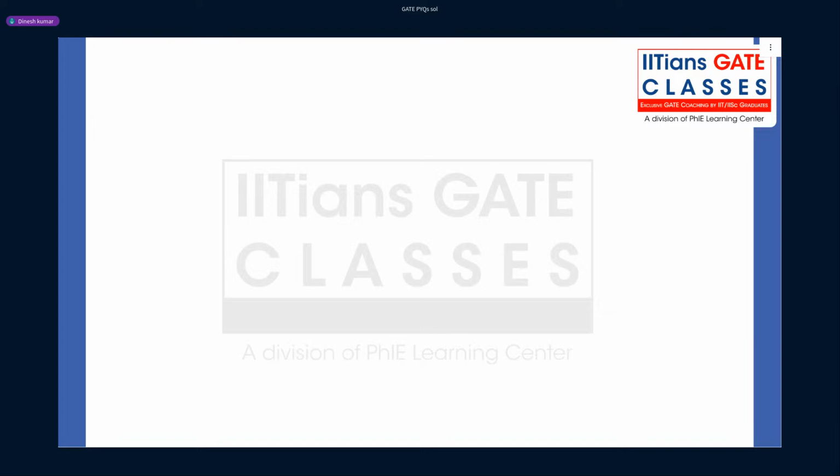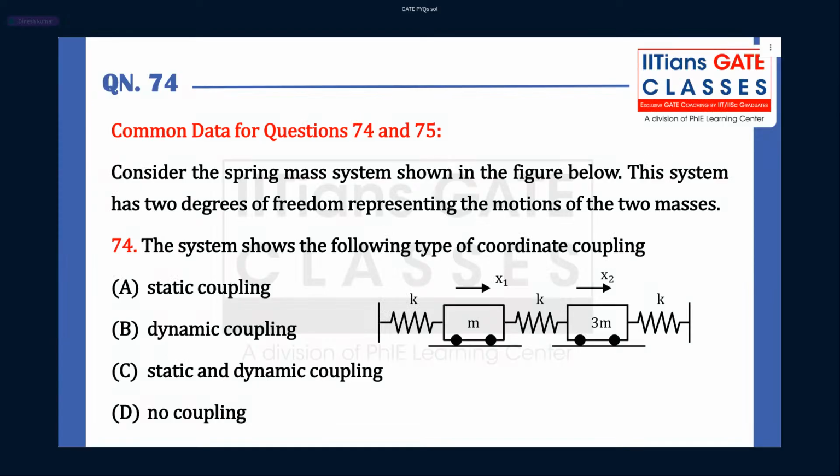Let's move to the next question. What does it say? Here they told, consider the spring mass system shown in the figure below. This system has 2 degrees of freedom representing the motion of two masses.